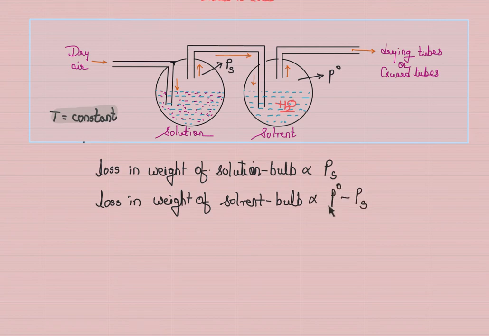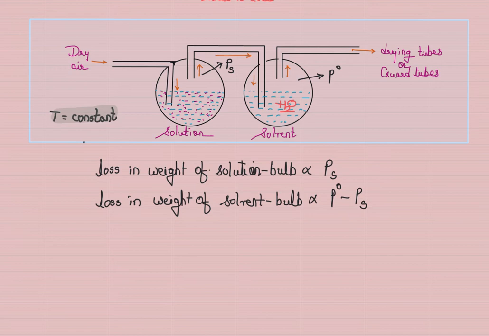should be proportional to PO minus PS. Very simple to understand: it should have collected PO from this bulb, but it has already collected vapors proportional to PS. Ideally, it should have collected water vapors proportional to this pressure, PO, but it has already got water vapors in it proportional to PS. So what would it collect from this bulb? It would collect water vapors proportional to PO minus PS, because PS is already present in that air. So loss in weight of solvent bulb is proportional to this, right? So that's very simple, right?